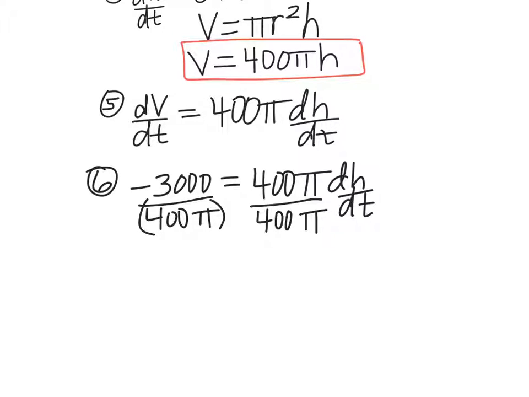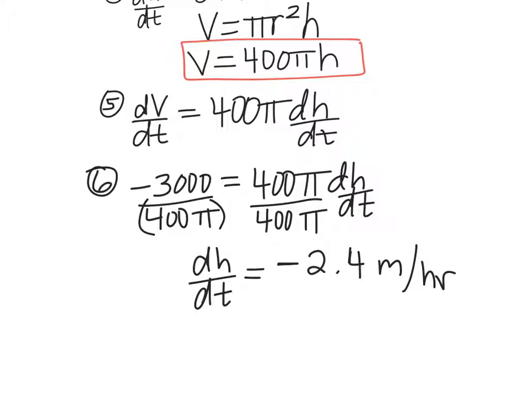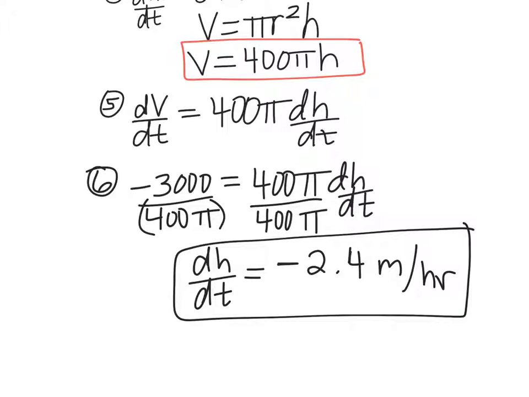So the height is changing, and I need units too, at a rate of negative 2 point, should we just round to 1 decimal place? It's fine. 2.4, either way, meters per hour. Perfect. And we should get a negative. It's draining. The height is decreasing at that rate.